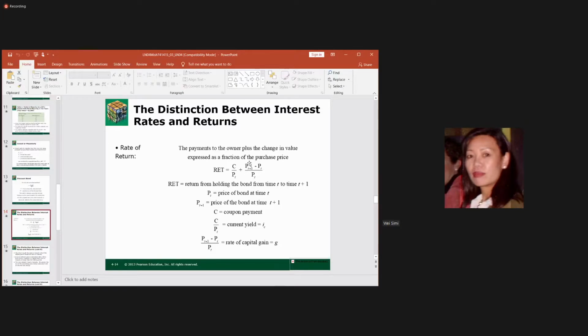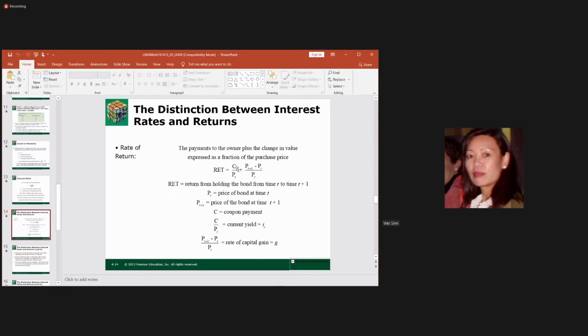Or the return only from capital gain. Then you add the yield, this is the income yield, right? It's the coupon. If it's a dividend, it's a dividend yield. Added together, that is the total rate of return, all in. If you have income, calculate the income yield. If you have capital gain or loss, calculate that, and the total is called the rate of return. That's why it's called current yield, because you divide by the current price at that point in time.